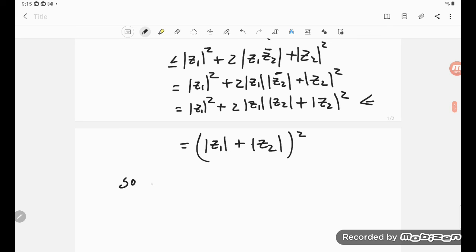And so the absolute value of Z1 plus Z2 is less than or equal to the absolute value of Z1 plus the absolute value of Z2. So there we go.